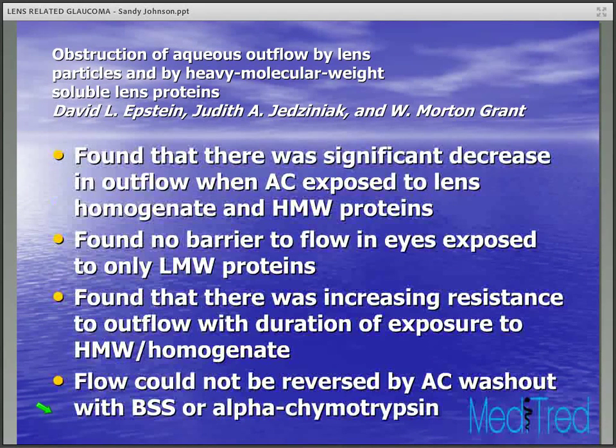And they found that there was a significant decrease in the outflow when you had a lens homogenate, which just means various lens proteins, in the high molecular weight proteins specifically. If they had only low molecular weight proteins, there weren't problems with the outflow. And the more duration of time that these higher molecular weight proteins were in the anterior chamber and going through the trabecular meshwork, the more resistance to flow there was. And they couldn't reverse the flow by using alpha-chymotrypsin, which digests zonules, or by just washing the chamber out with balanced salt solution or PBS.